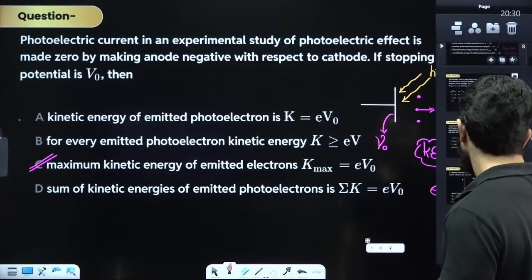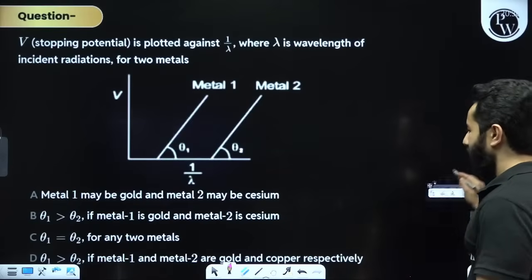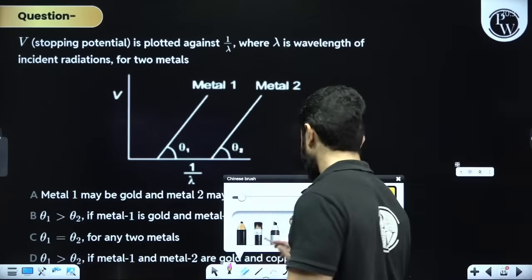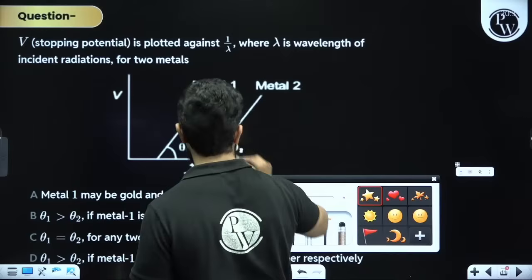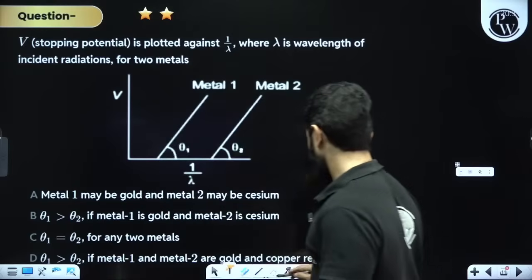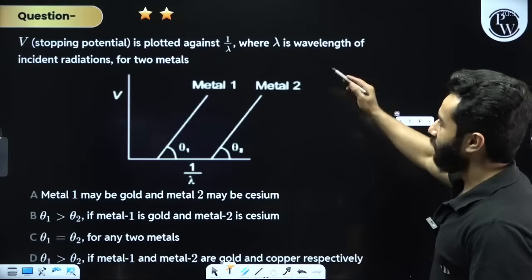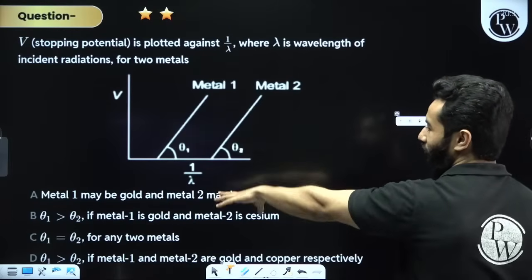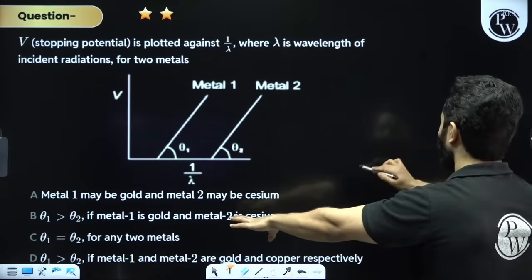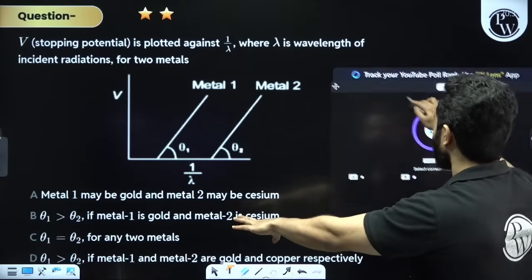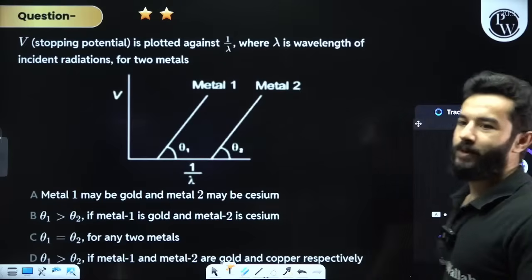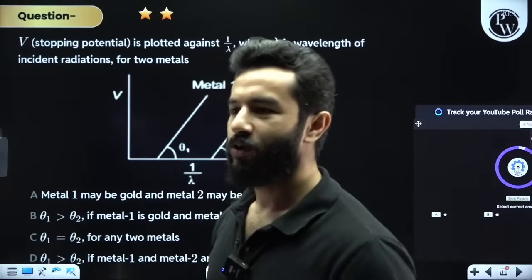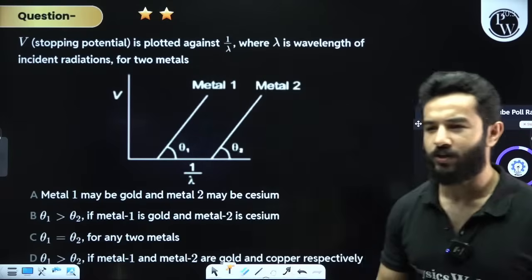Let's solve another question. This is a nice problem, so pay attention. You have got stopping potential plotted against 1 upon lambda, and you need to find out the correct option for two metals. 60 seconds. Let's start now. Be quick. Done and dusted. Very good. Crystal clear.